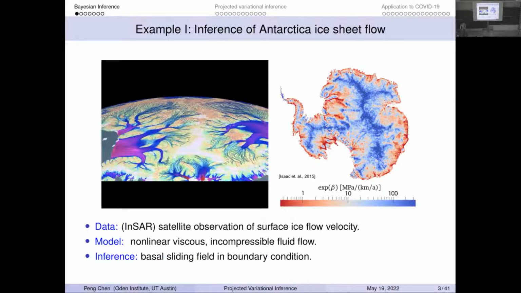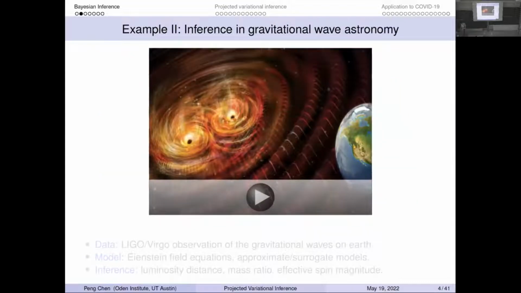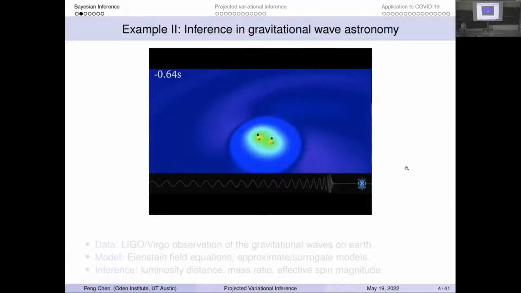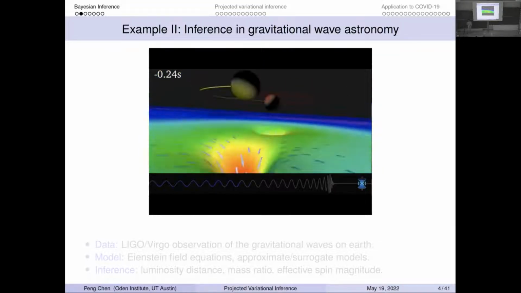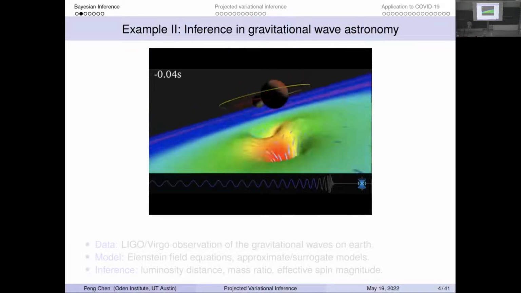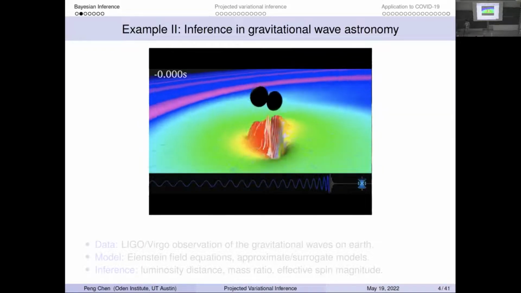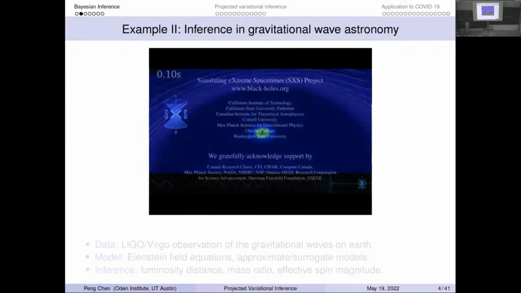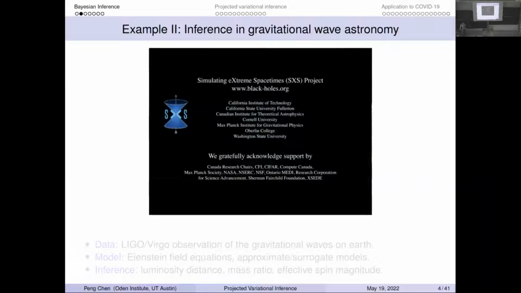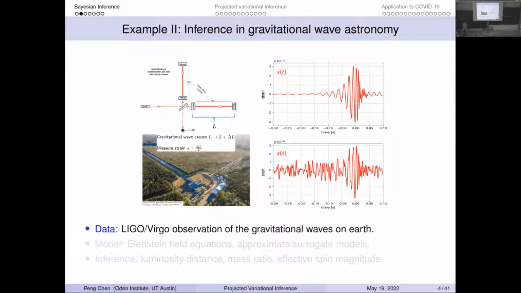The second example is some recent work on inference for gravitational wave astronomy. As you can see, there are two black holes billions of light years away that spin around each other, and at a certain point they merge. During this process, a gravitational wave propagates into the universe. And this has been detected just in recent years. This is one of the biggest experimental discoveries in the last decade, the gravitational wave.